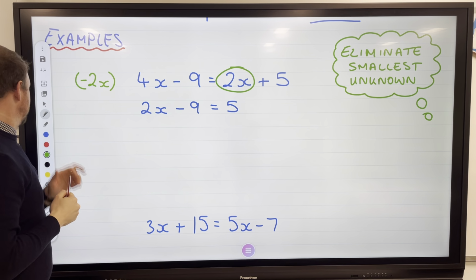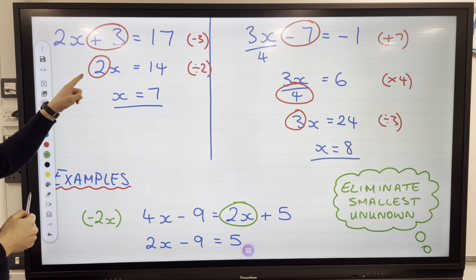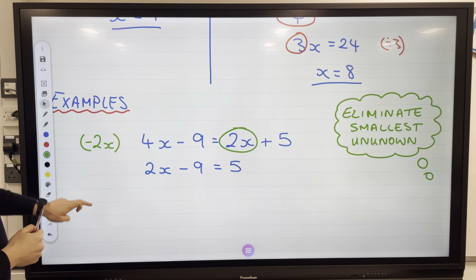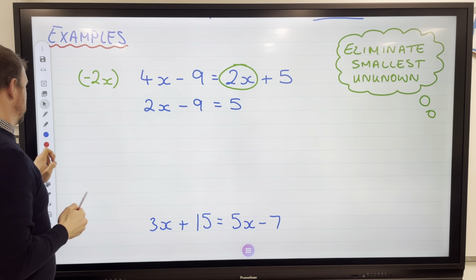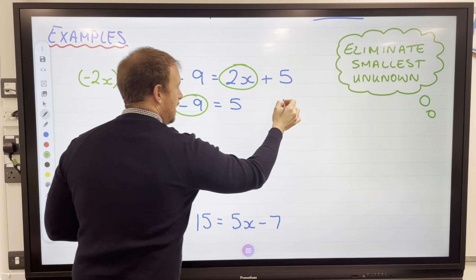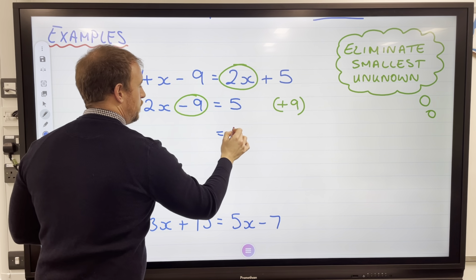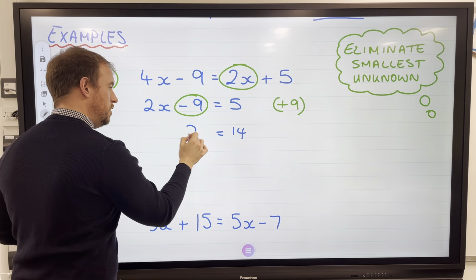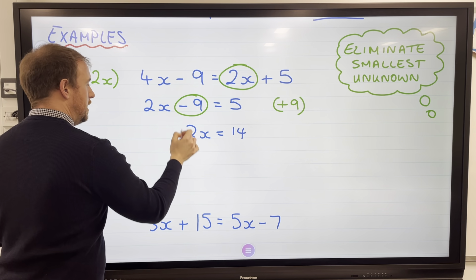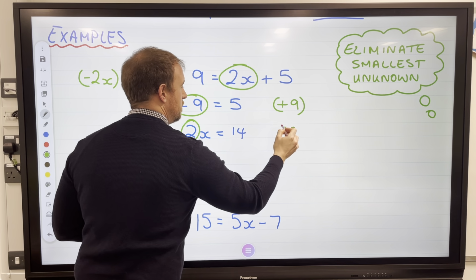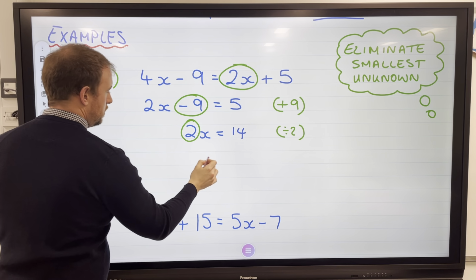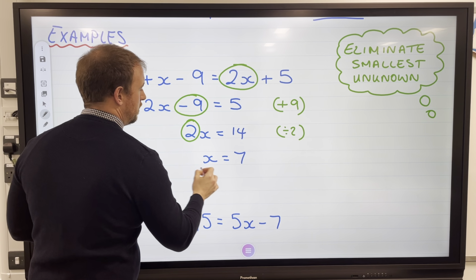Now, we've got a really basic equation like we had here. Very familiar equation. So to eliminate the -9, we have to add 9. 5 add 9 is 14. Over here we have 2x. Eliminate the 2 by dividing by 2. So then x equals 7.